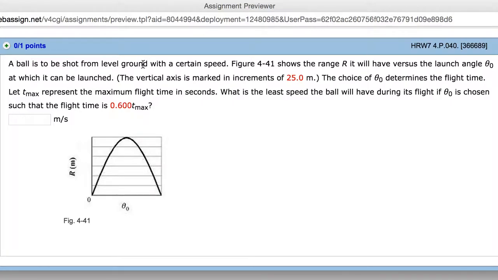So a ball is to be shot from level ground with a certain speed. This figure here shows the range it will have versus the launch angle at which it can be launched. So right now, without reading any further, we know we're probably going to have to solve this problem where you launch something from level ground and find the range at least. What else do we need? We need the flight time, and we've got to find the maximum flight time, which is determined by picking the right theta naught.